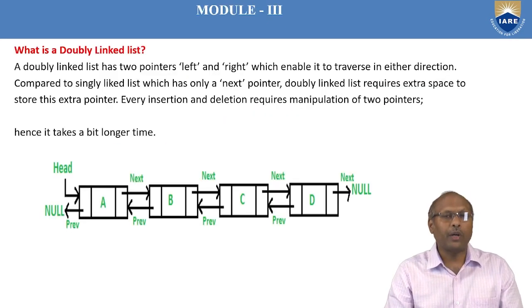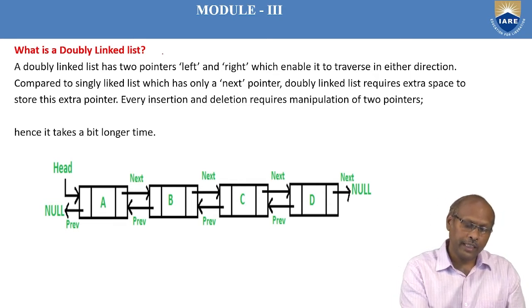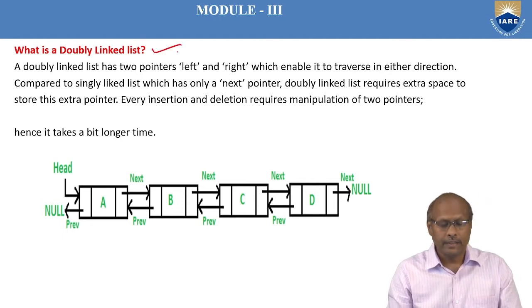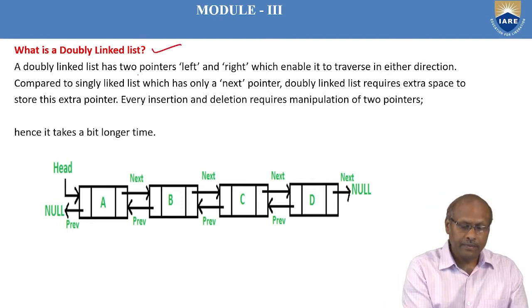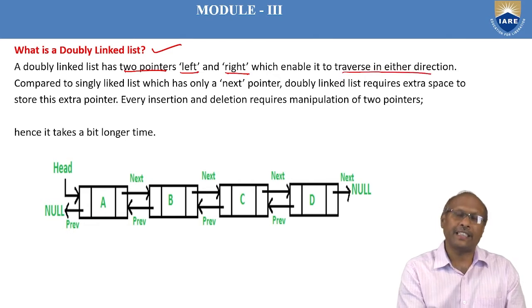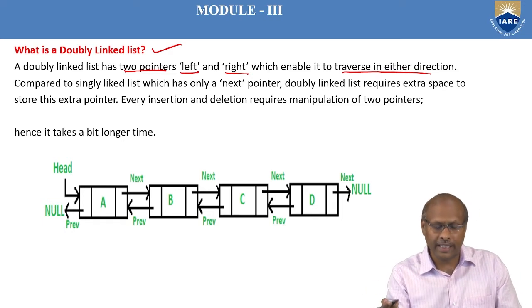And they may ask a question, what is a double linked list? So, till now you have seen the single linked list. Now, the next question is, what is a double linked list? A double linked list is also a linear data structure. It has two pointers, left pointer and right pointer, which enables you to traverse in either direction. So with the help of the left, you can go left side. With the help of the right, you can go right side.